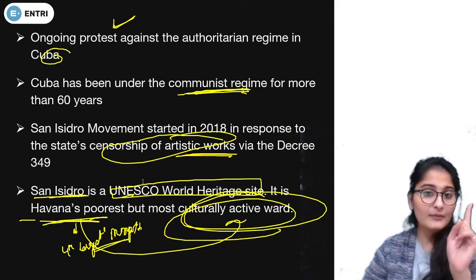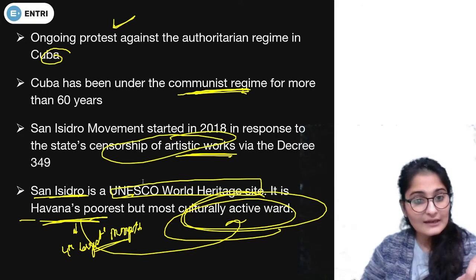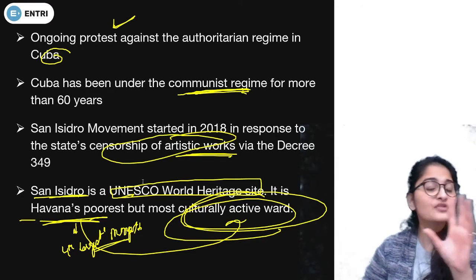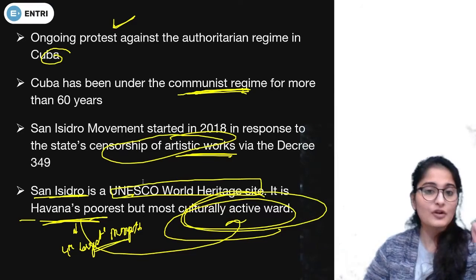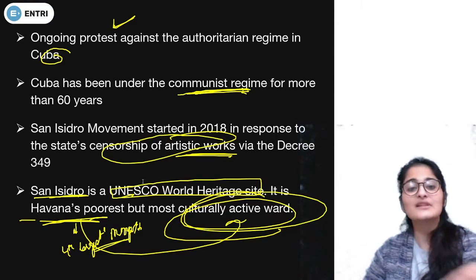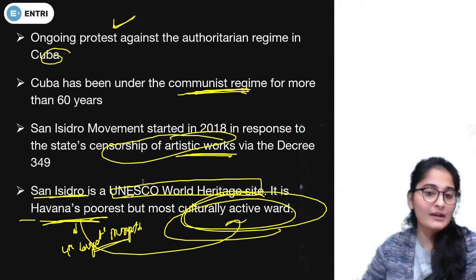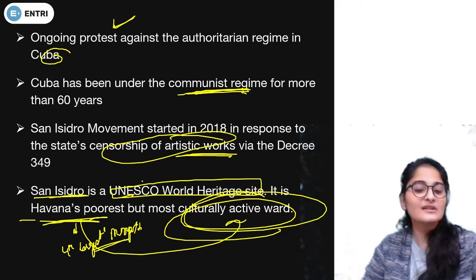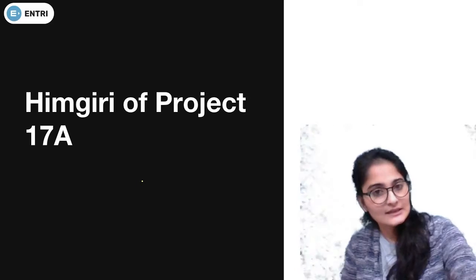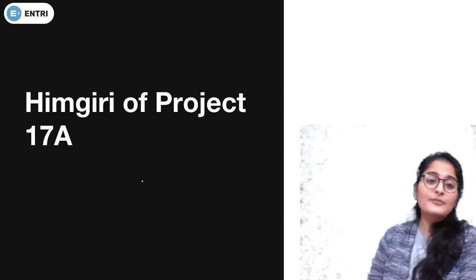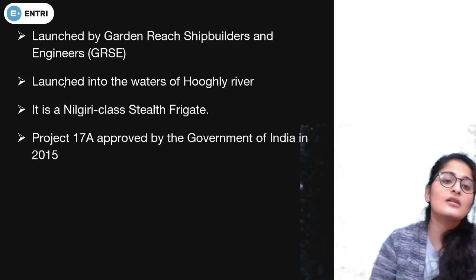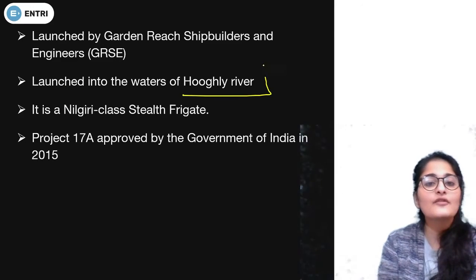This Decree 349 should be removed. This protest has been going on since 2018 when internet freedom was granted. Right. So internet freedom was granted initially, and this is the only freedom that has been granted, first of all. Once this freedom was granted, people started coming together and spreading awareness. And that's when we came to know about this movement, which arose or burst out in 2018.